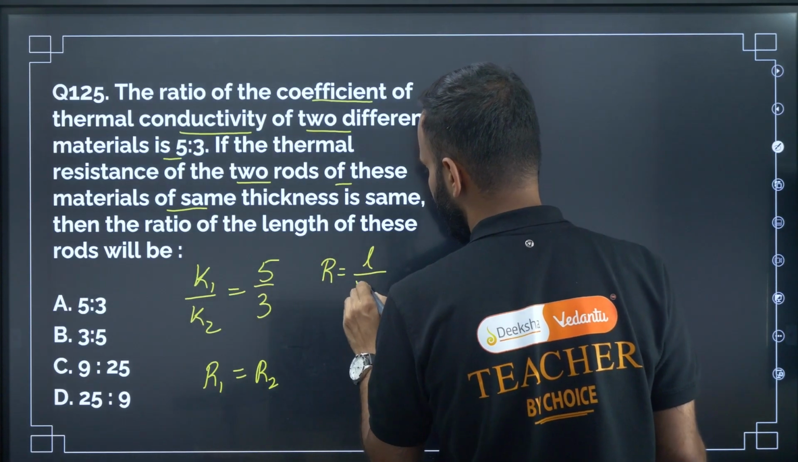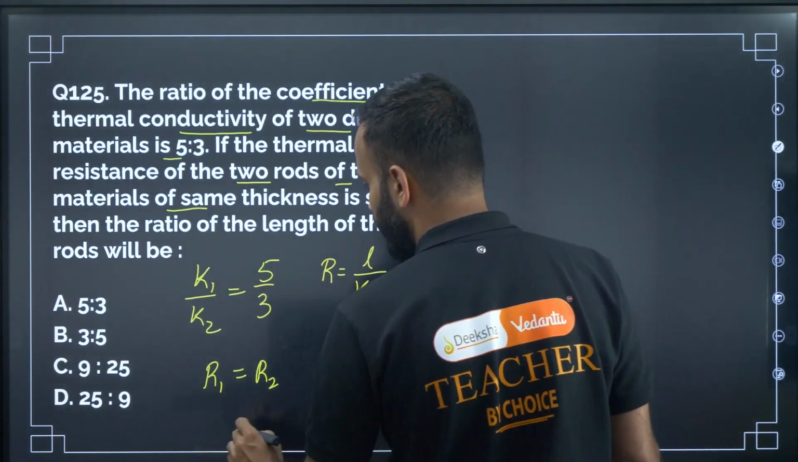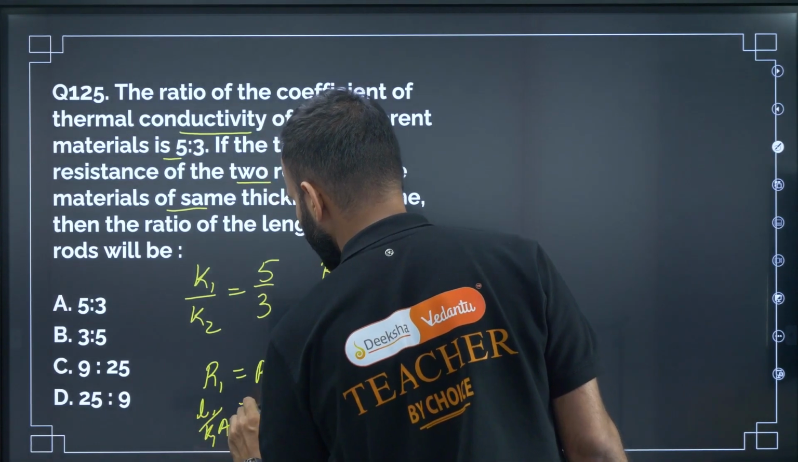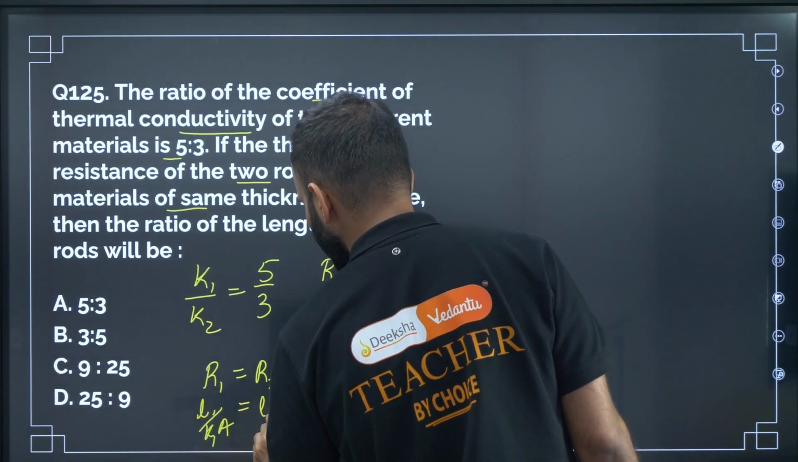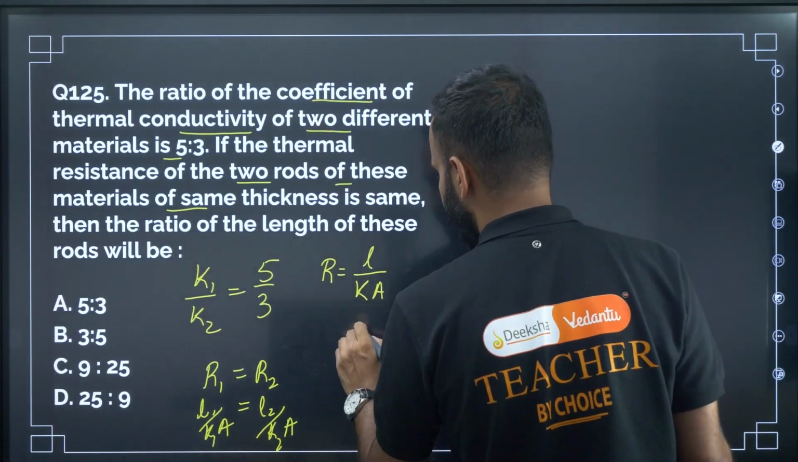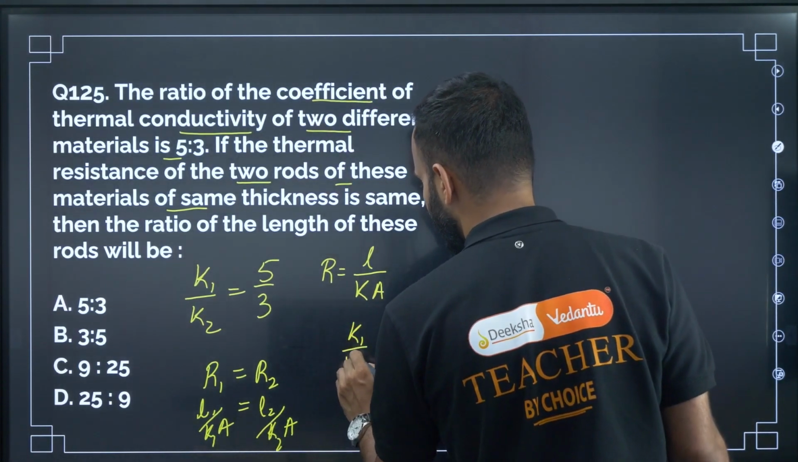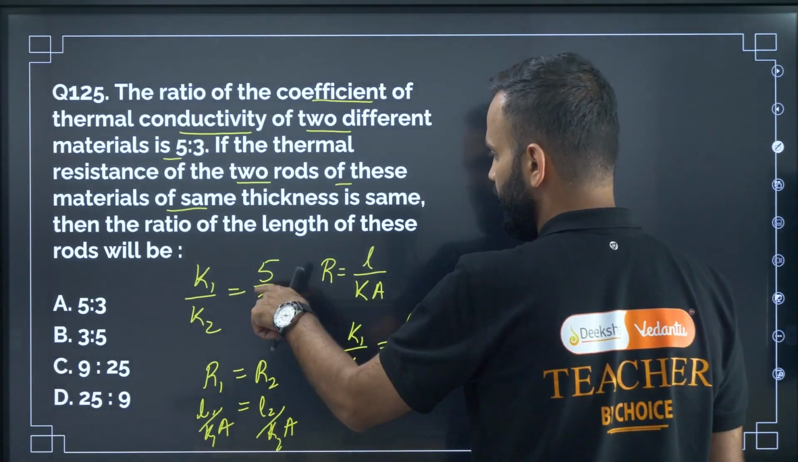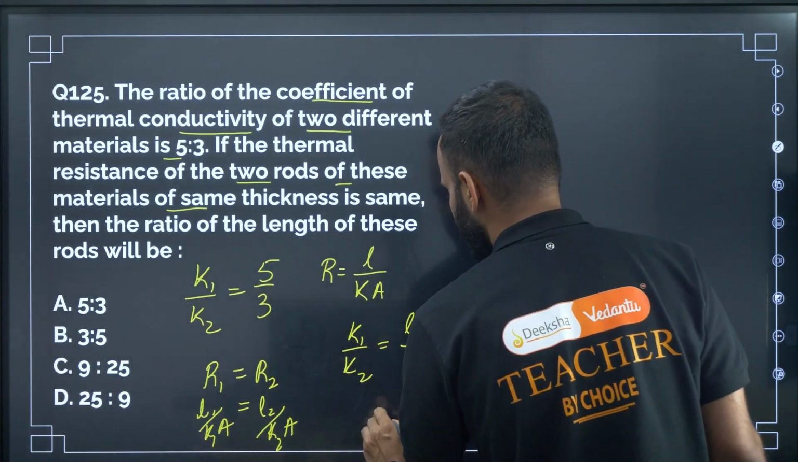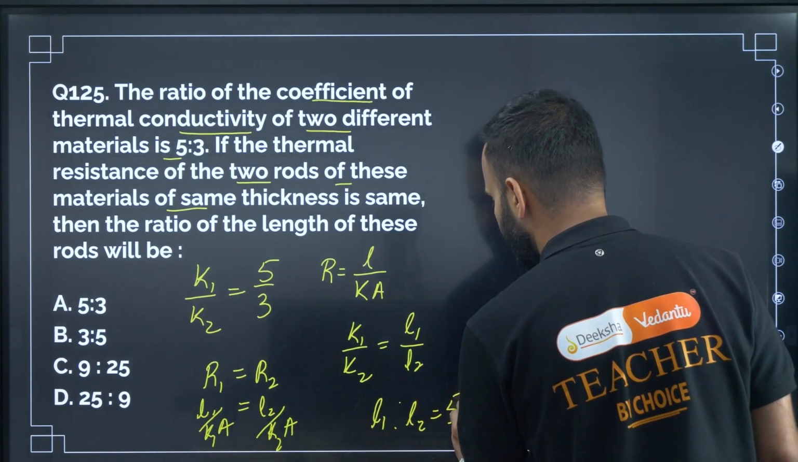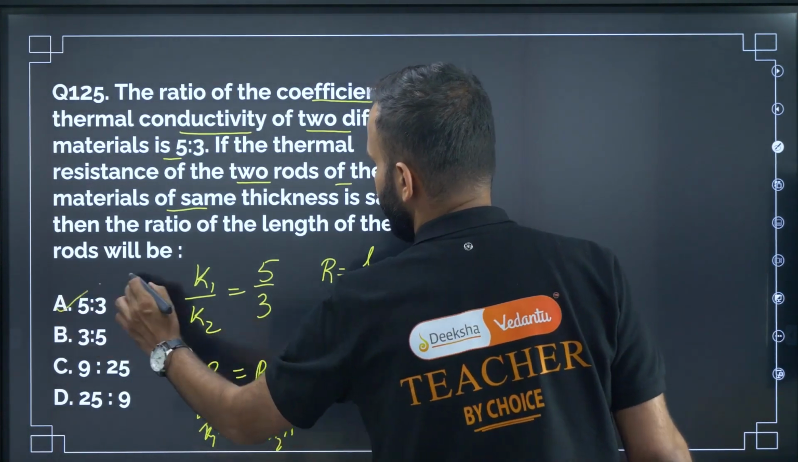We know that thermal resistance R equal to L divided by KA, right? So R1 is equal to L1 divided by K1 into A, which is equal to L2 divided by K2 into A. Thickness is the same, right? So now K1 divided by K2 is equal to L1 by L2, right? So what is K1 by K2? 5 by 3. So the ratio of their length L1 is to L2 is equal to 5 is to 3. So the correct option is A.